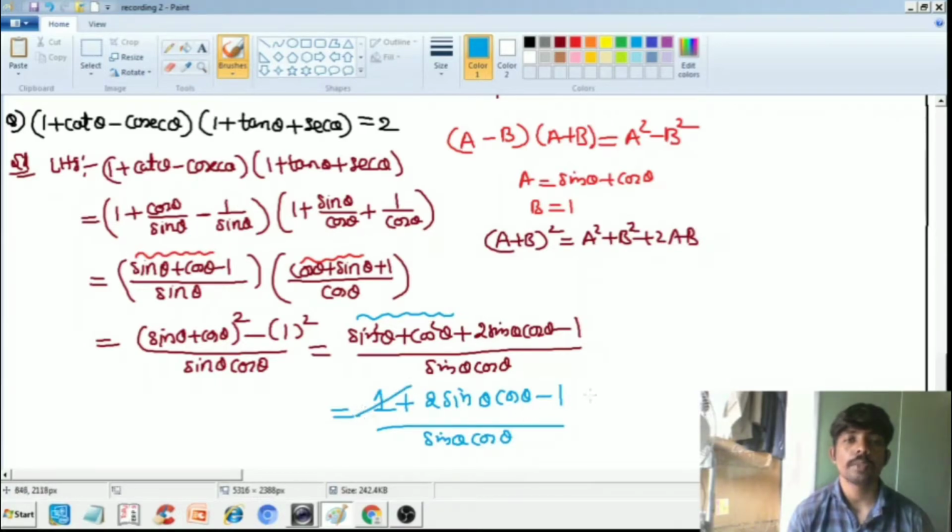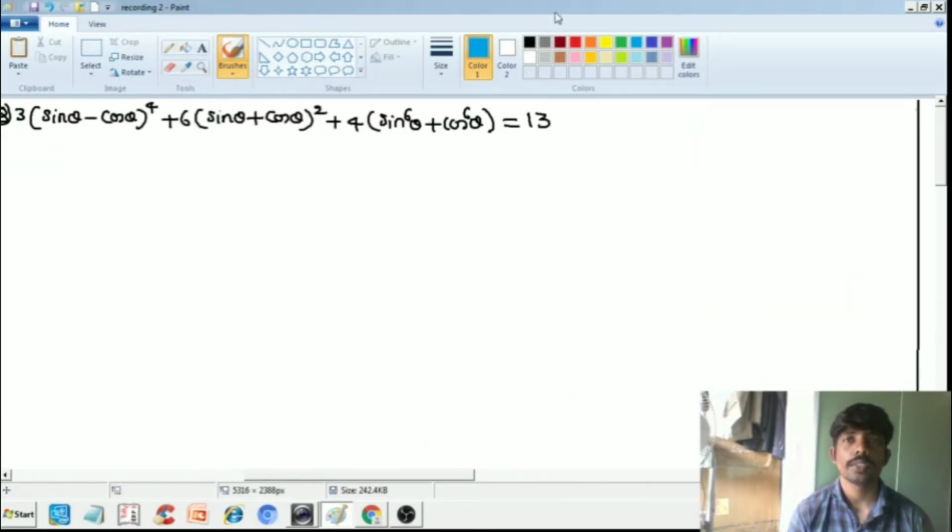From here plus 1 minus 1 cancel, and I can write it as 2 sin theta cos theta by sin theta into cos theta. Here sin theta cos theta cancel, hence 2, and therefore we can write it as LHS is equal to RHS. We have this question, see carefully guys.